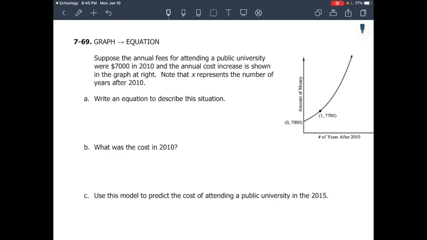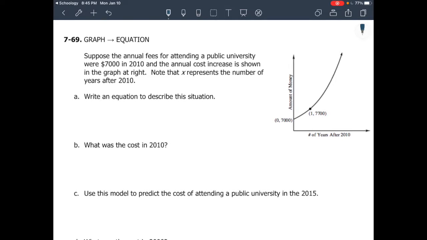Okay, so now what if we go from a graph to an equation? So 769 says, suppose the annual fees for attending a public university were $7,000 in 2010, and the annual cost increase is shown in the graph at the right. Obviously, the cost of universities and colleges is going up, so every year it's going to go up, which makes sense. Note that x represents the number of years after 2010, and that's the x axis, and then y is the amount of money.